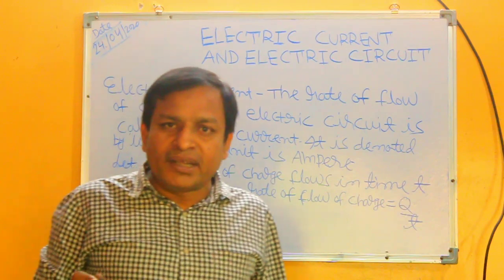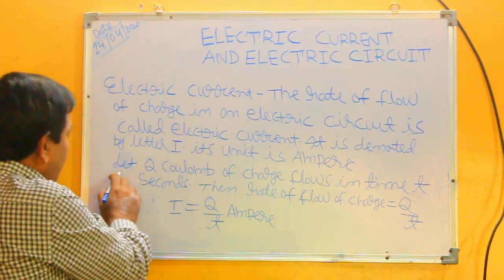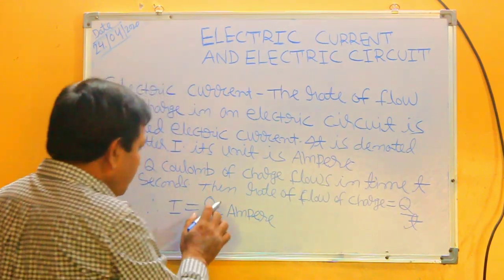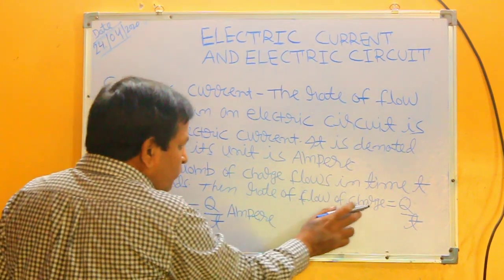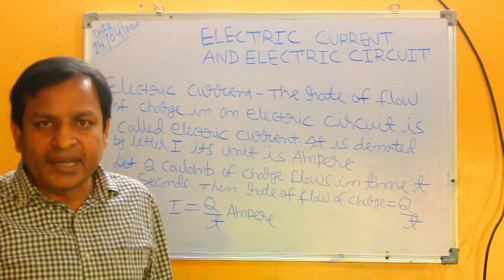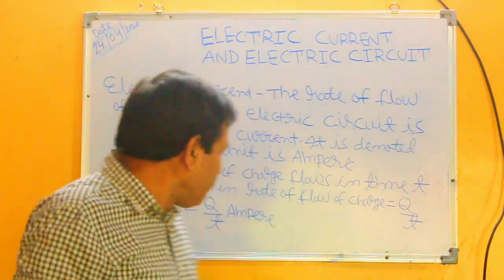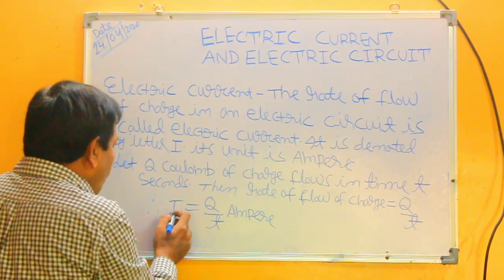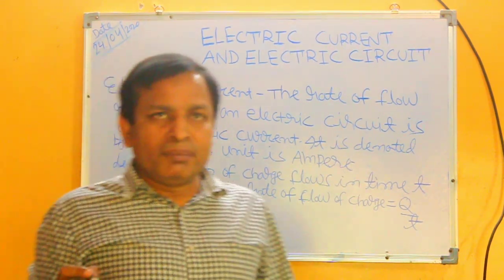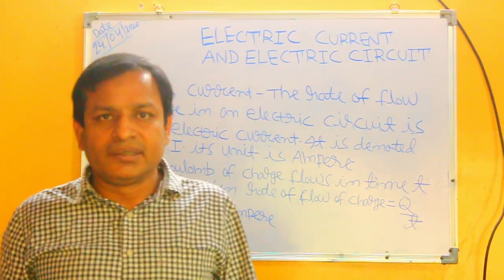So we derive the formula of electric current. Let Q coulomb of charge flow in time t seconds. Then the rate of flow of charge is equal to Q by t. Therefore, we can write I equal to Q by t ampere. This is the formula of electric current. From this, we can calculate the amount of current in a circuit.